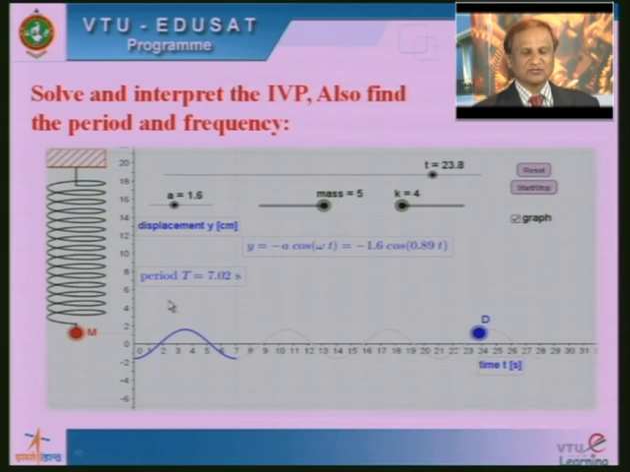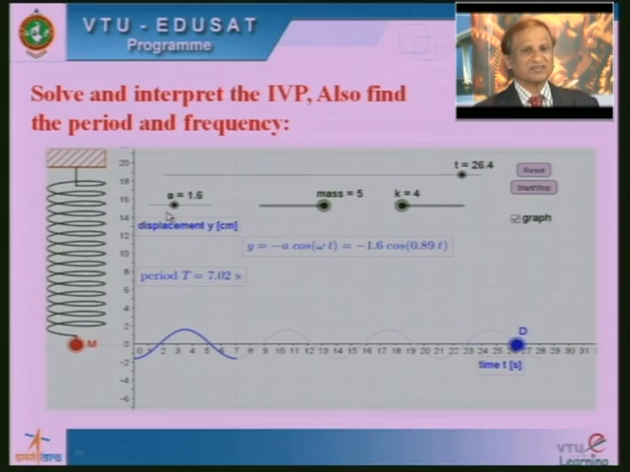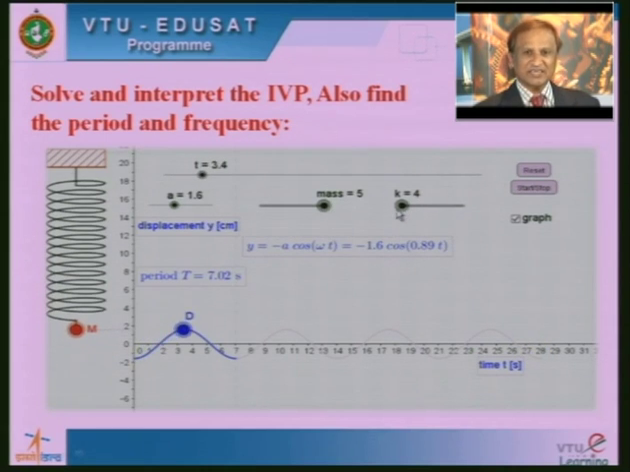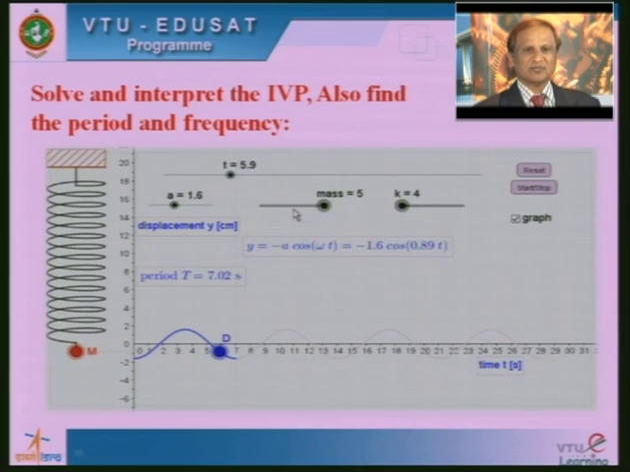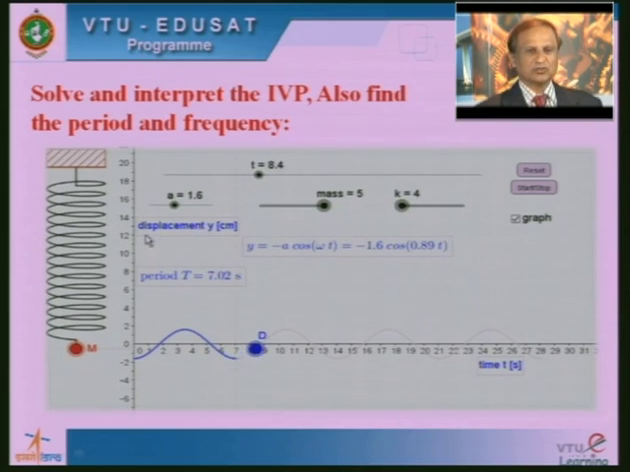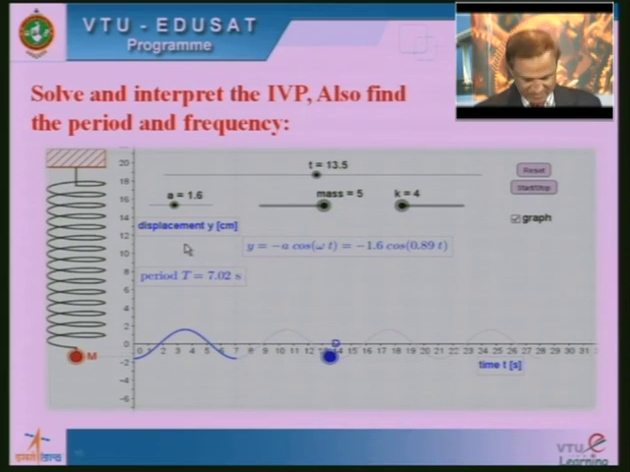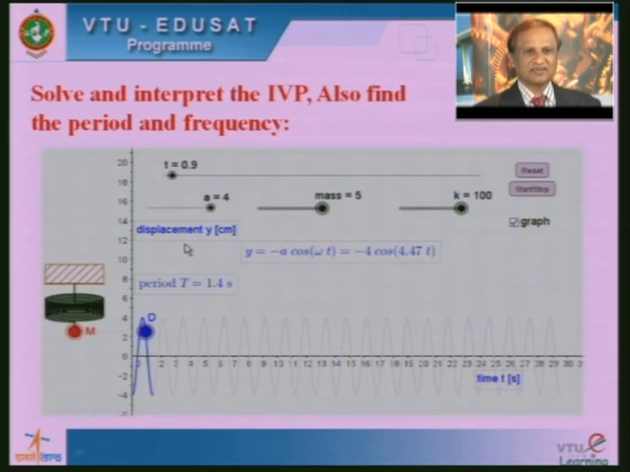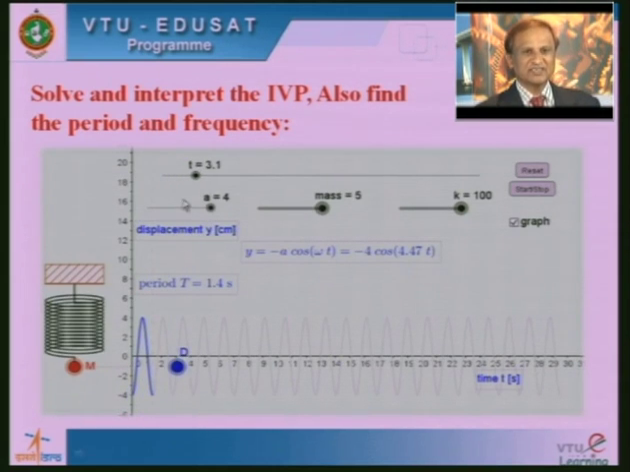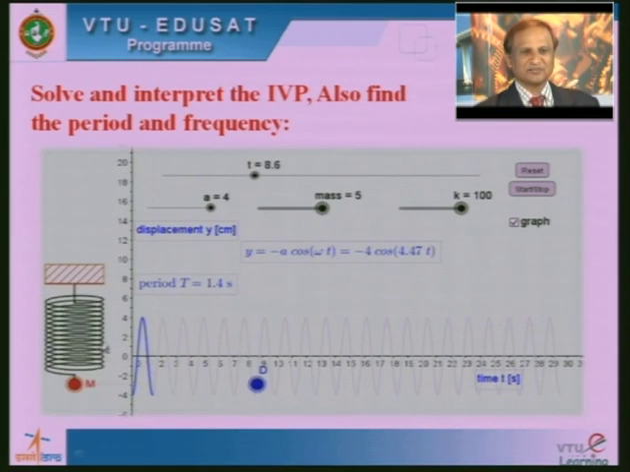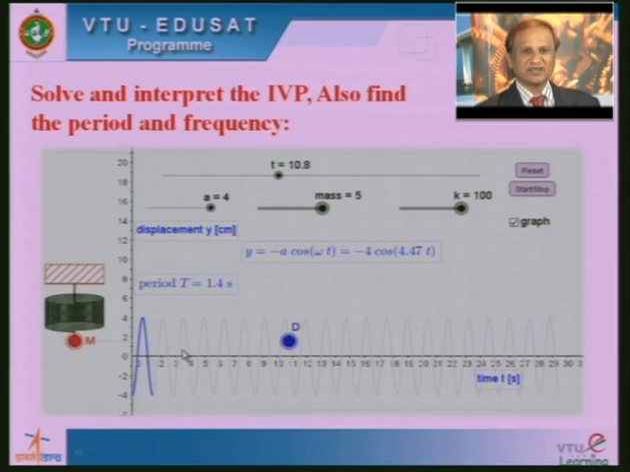In exactly the similar way, we can change the amplitude, the mass, and the spring constant. By changing these parameters, we can observe the graph, the frequency, the displacement, etc. I have now changed the frequency. By changing the frequency, you can observe the spring moving, and we have obtained more cycles when we compare with the earlier graph.